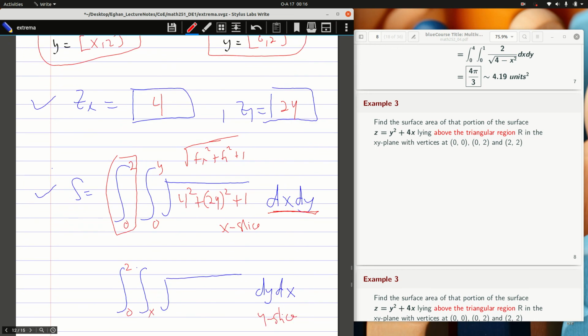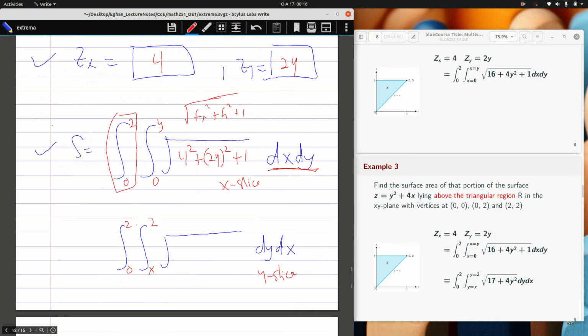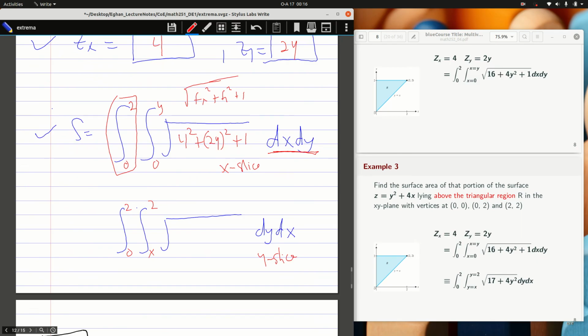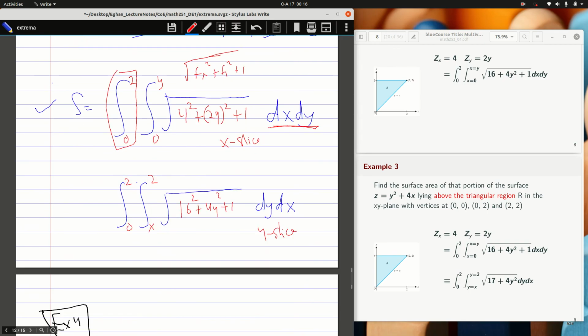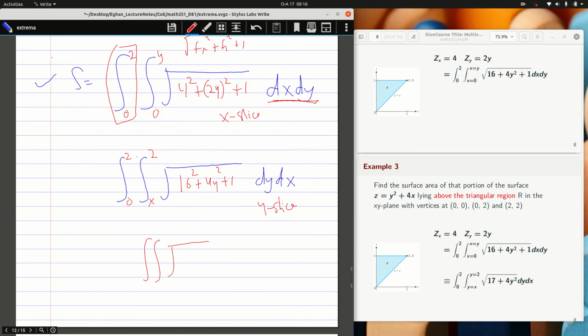Okay, so this will be my limits of integrals I must add, and then my integrand becomes 16 squared plus 4y squared plus 1. That's the same as having some double integral of the square root of 17. No, 16 squared is not 17. I mean, you should know what to get.